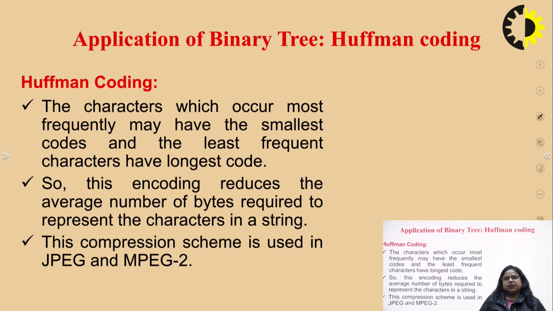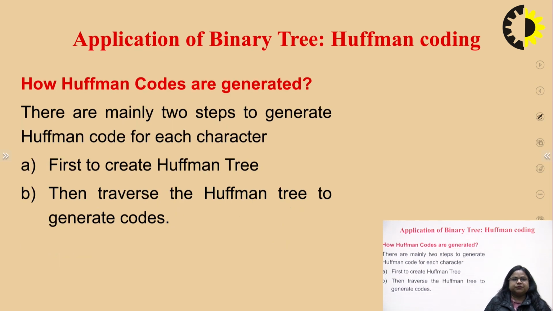Basically, encoding reduces the average number of bytes required to represent the characters in the string. This particular compression scheme is used in formats like JPG, JPEG, PNG, MPEG, MPEG2 and so on. There are various compression schemes in which it is used.